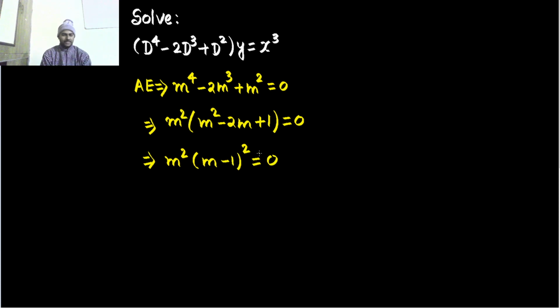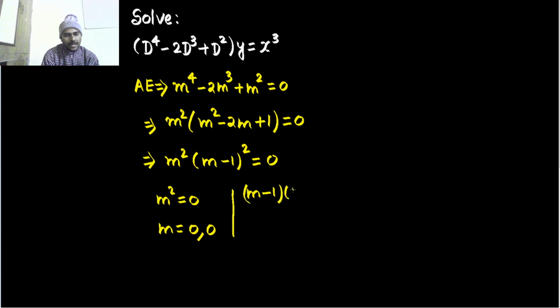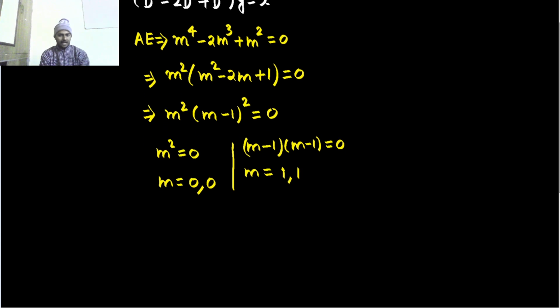So if I equate each of them to 0, if I equate m^2 to 0, I am going to get two roots, 0 and 0. And in case I equate (m - 1)^2 to 0, again I am getting two repeated roots, 1 and 1. So the four roots which I am getting are m1 is 0, m2 is 0, m3 is 1 and m4 is 1. So in case of repeated roots, how do you write your complementary function?